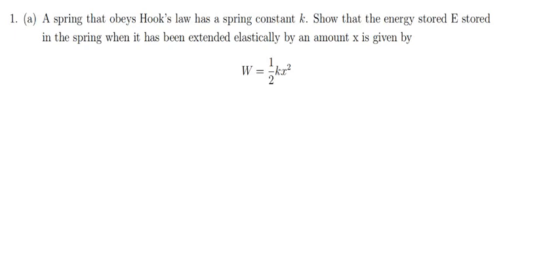So the first question is: a spring that obeys Hooke's law has a spring constant K. Show that the energy stored in the spring when it has been extended elastically by an amount X is given by W is equal to half Kx squared. So how can we show that work is equal to half Kx squared? This is the basic thing you need to understand under Hooke's law.